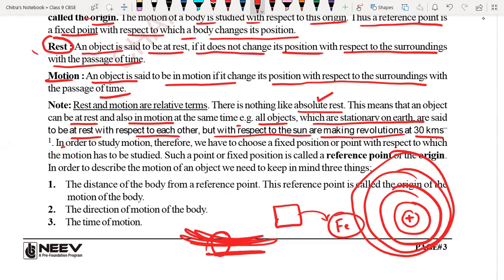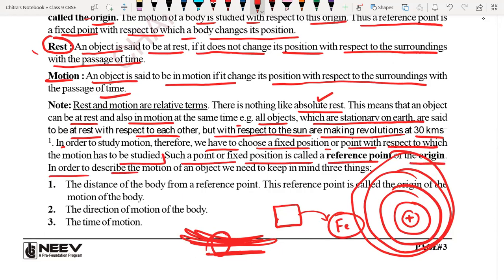In order to study the motion, we have to choose a fixed position or point with respect to which we are going to start the study of motion, which is nothing but the reference point. That's why we have to consider the reference point to study the motion. Such a fixed position is called a reference point, which we already went through, or it is also called the origin.